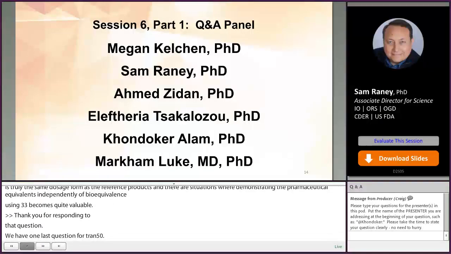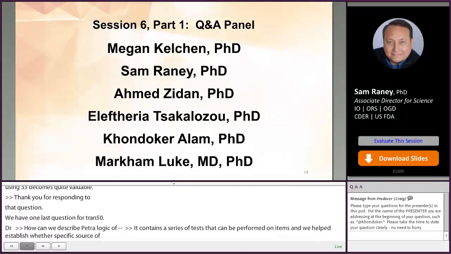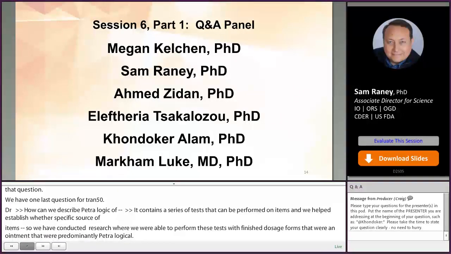So the USP monograph for petrolatum contains a series of tests that can be performed on petrolatums, and these actually help to establish whether a specific source of petrolatum is within grade. So we've conducted research where we were able to perform these tests with finished dosage forms that were ointments that were predominantly petrolatum. They might have a little bit of mineral oil or something in them. And we were able to compare the quantitative results from these tests for the test and the reference product. So that's one way to characterize the oleaginous components.